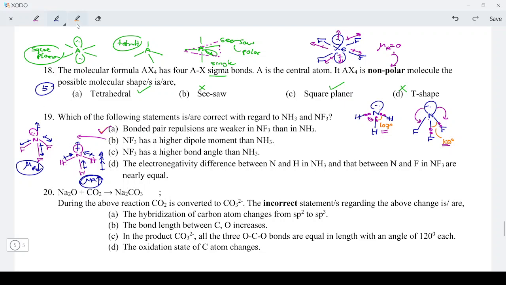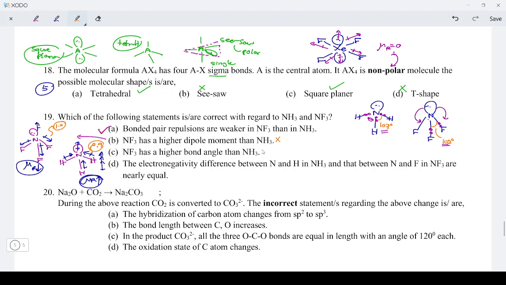If you check the difference, the nitrogen and fluorine difference is 1.0 in Pauling units, and here it is just 0.9. So their electronegativity differences are almost similar. Then you have to think about the angle and the arrangement of the dipole moments. So saying NF3 is more polar is wrong.